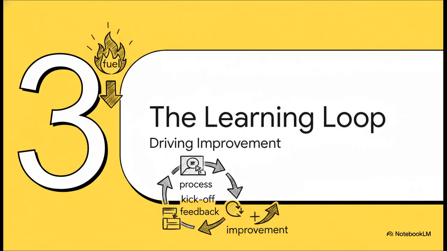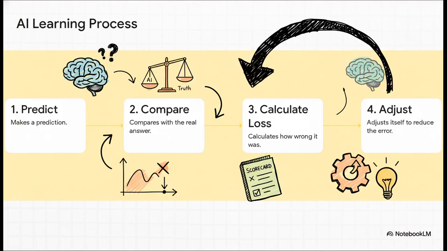So here's where it gets really cool. That loss value isn't just some final grade it gets. No, it's the actual fuel that powers the entire learning process. It's what kicks off this incredibly powerful feedback loop. And this slide shows that loop perfectly. It's a constant cycle. Step 1, the AI makes a prediction. Step 2, it compares that prediction to the real answer.